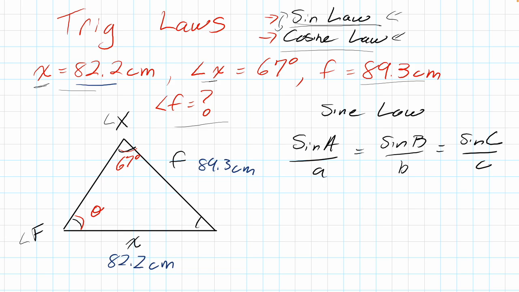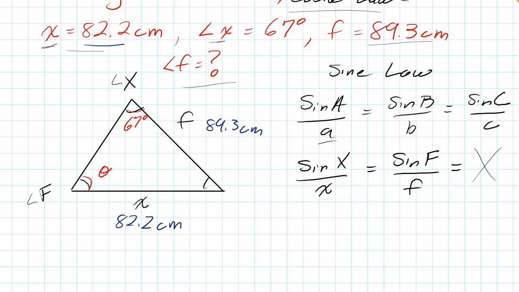In our case, let's just relabel. We don't have an A side. We have an X side. So we're going to say sine angle X over side X. Sorry, capital. We have a sine F over side F. And we have some unknown. Well, lucky for us, we don't really need a third side. We only need two sides for the sine law. So let's go about plugging these in here.